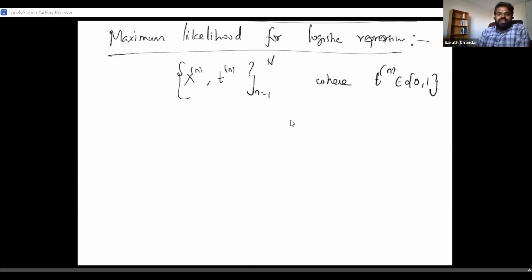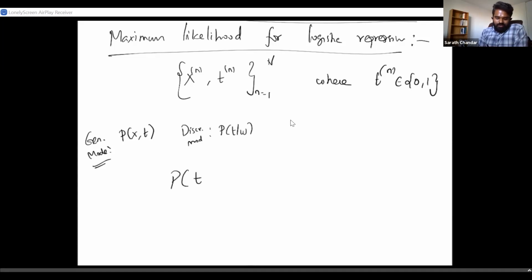Remember that in the case of a generative model, we were interested in maximizing the likelihood of the entire data, the probability of X comma T. But in the case of a discriminative model, which is logistic regression, we just care about maximizing the probability of T given W. Which means we need to know P of T given W. Again, we are going to make the IID assumption, which means the probability of the entire data set is given by the product of the individual probabilities, so a product over n examples.